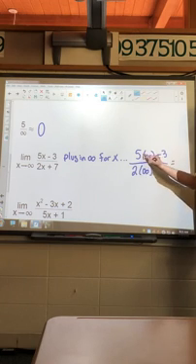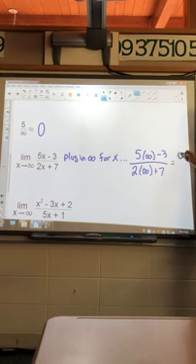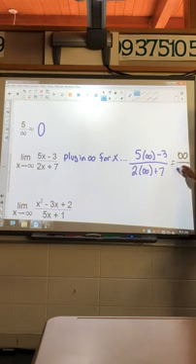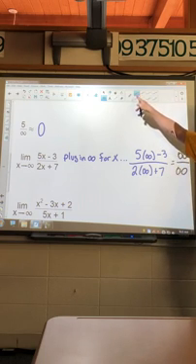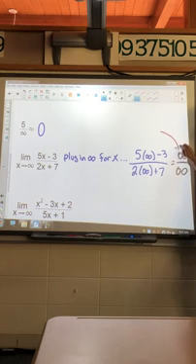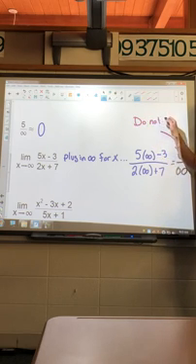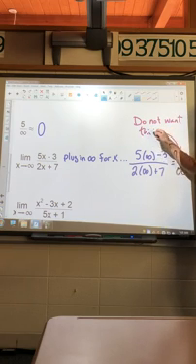5 times infinity minus 3 is still infinity. 2 times infinity plus 7 is still infinity. So we're getting infinity over infinity, and we do not want this. This doesn't really have any meaning to us.